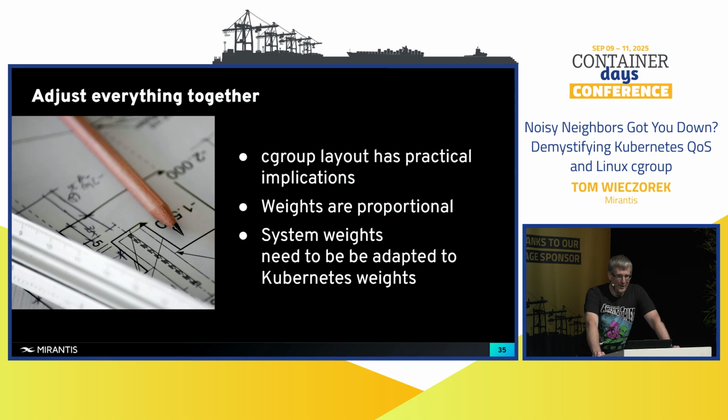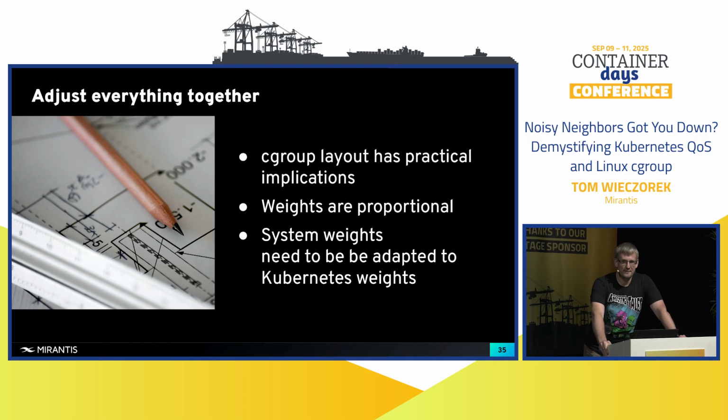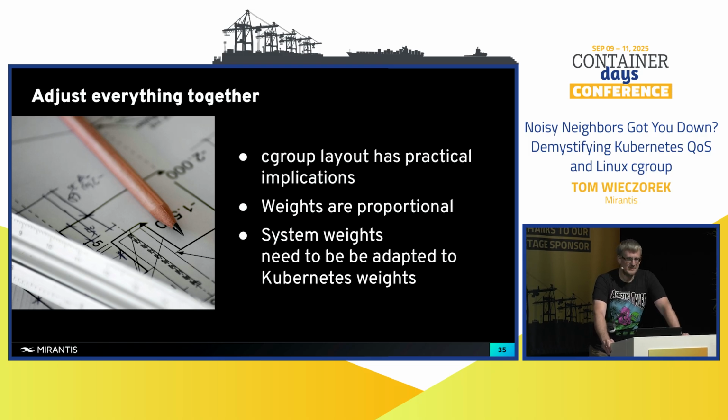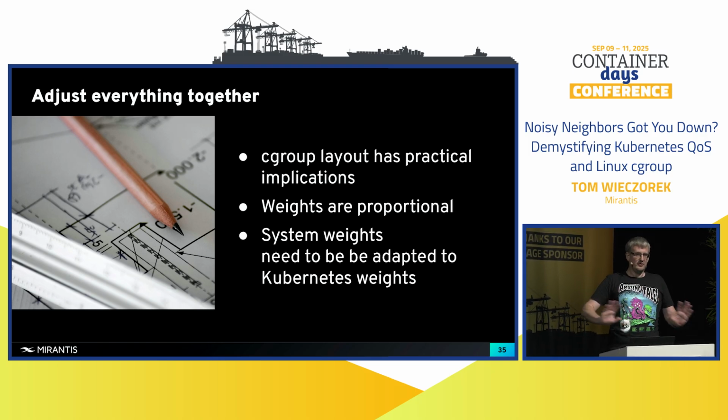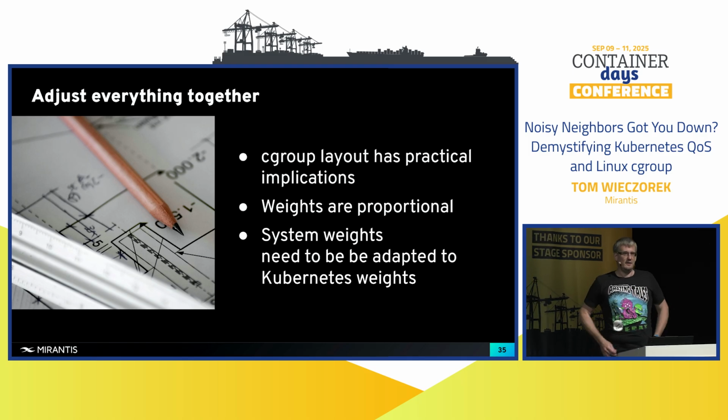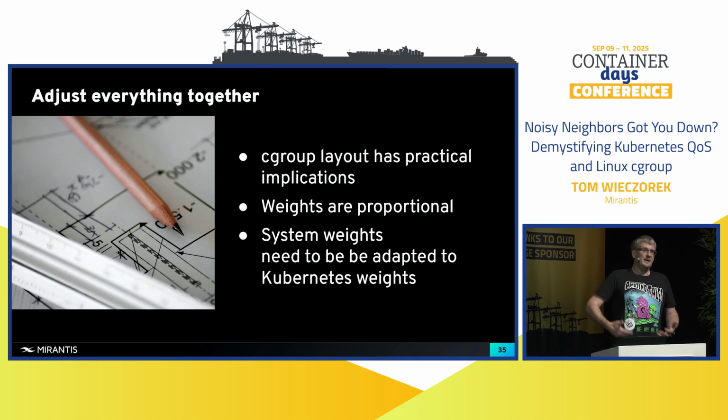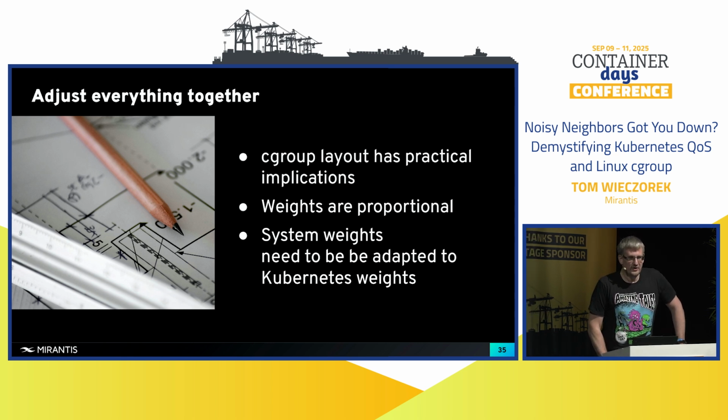Yeah, so let's wrap it up real quick, because I'm running out of time, of course. What do we need to know? What is the core of this talk? The cgroup layout actually has practical implications on our workloads, especially when they are under contention. The CPU weights are proportional in the kernel, whereas they are absolute on the Kubernetes level, and that has to align even for things that are not Kubernetes managed, right? And if you're not doing this, then your quality of service settings are not enforced in the way you would expect them to be enforced. And that is way, way, way important.